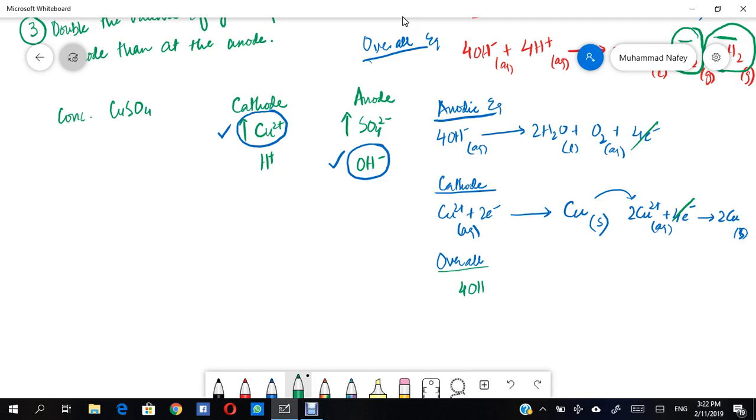4OH⁻ plus 2Cu²⁺, this is aqueous, this is again aqueous, and this gives us 2H₂O plus O₂ plus 2Cu, liquid, gas and solid. All three states of matter are being produced here interestingly. So now let's come to the observations.